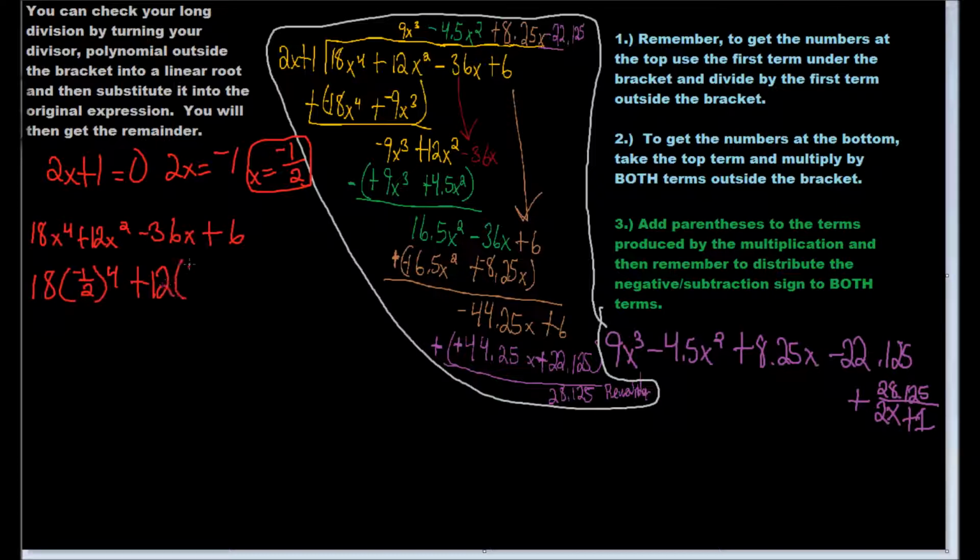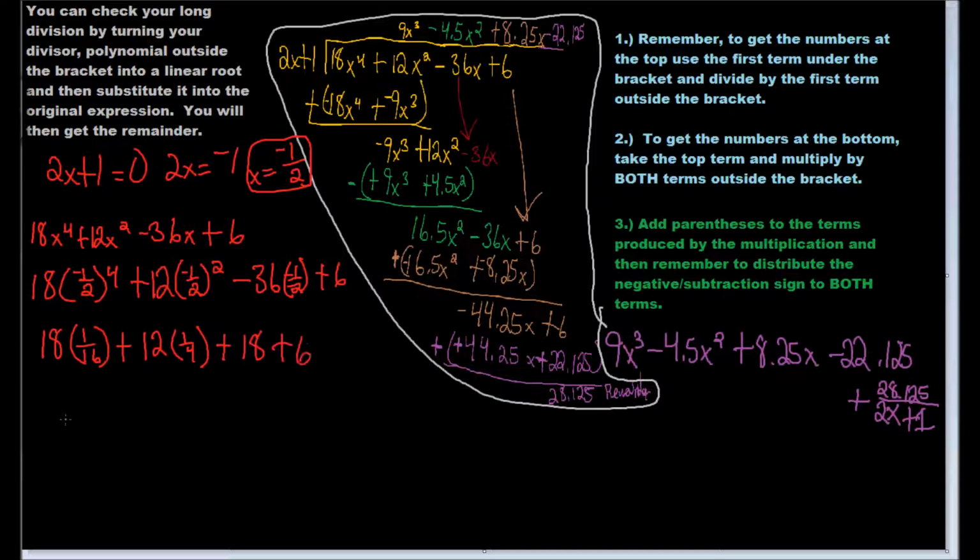So take your 2x plus 1, set it to 0. You'll do the opposite of everything that is there. The opposite of positive 1 is negative 1. The opposite of multiplying by 2 is dividing by 2. So you get negative 1/2. Once you substitute negative 1/2 in for all of your x's, you'll get the same number that you got originally.